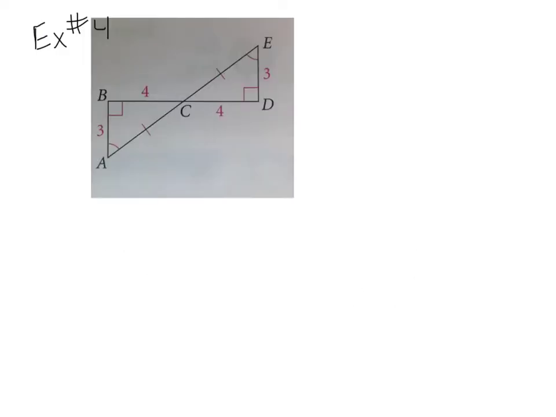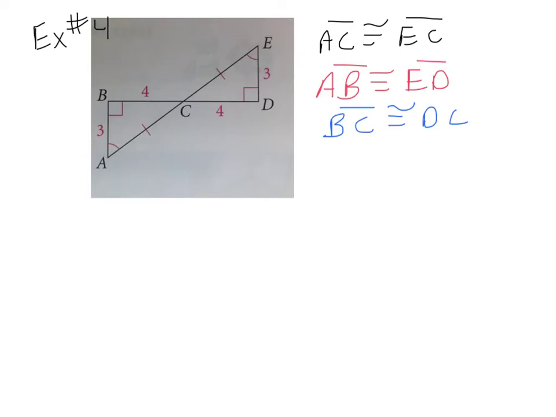Now let's take a look at example 4 and see if we can get these 2 triangles to be congruent. Hopefully you agree segment AC is congruent to segment EC because they both have 1 tick mark on them. Segment AB is congruent to segment ED because they're both 3 units long, and segment BC is congruent to segment DC because they're both 4 units long.